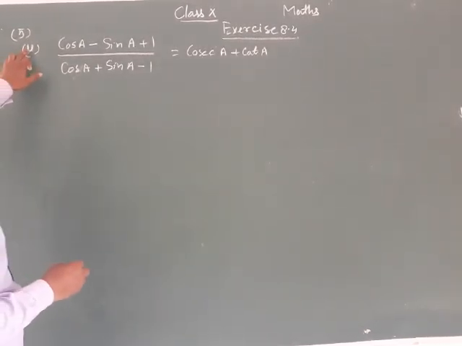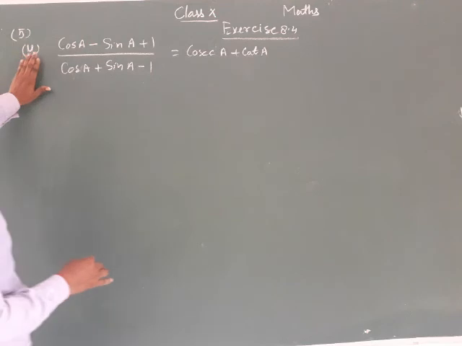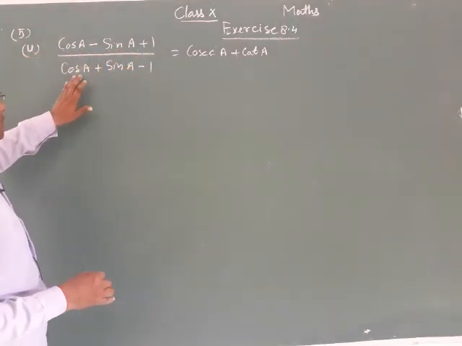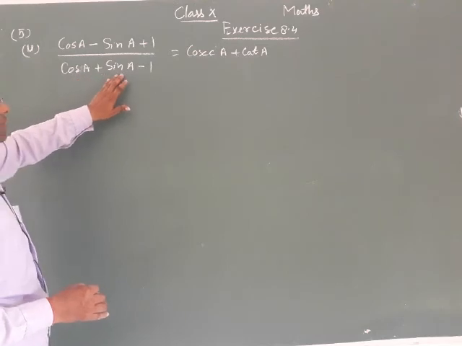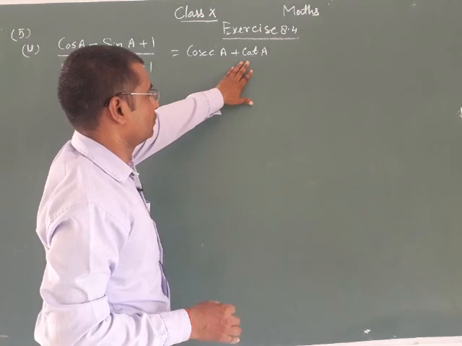Welcome back. Today I will solve the remaining questions of exercise 8.4. Question number 5, part 5: (cos A minus sin A plus 1) upon (cos A plus sin A minus 1) is equal to cosec A plus cot A. Prove that.